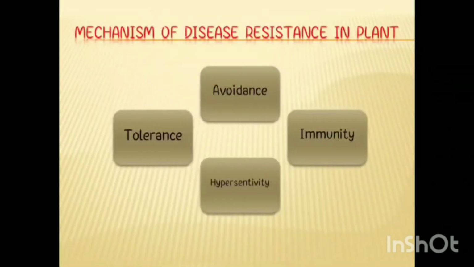The mechanism of disease resistance in plants. What is meant by mechanism? The mechanism of disease resistance in plants is a complex process that involves several defense strategies to protect against pathogens such as bacteria, viruses, fungi and nematodes. These defenses are broadly classified as avoidance, immunity, hypersensitivity and tolerance.